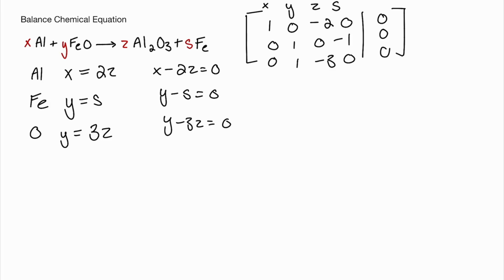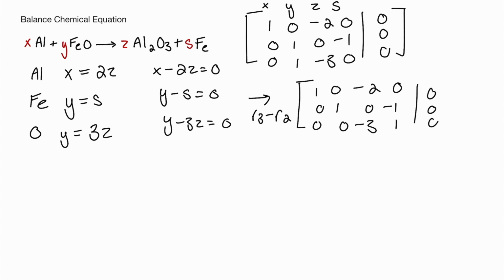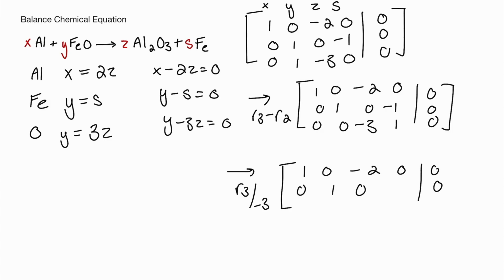So first of all, I'm going to try to put this in reduced row echelon form. First I'm going to do row 3 minus row 2. So the first 2 rows will stay the same, and the last row will become 0, 0, negative 3, 1. And then this is the same. Then I'm going to do row 3 divided by negative 3. And so we'll get the same first 2 rows again, and then we'll get 1 and negative 1/3.